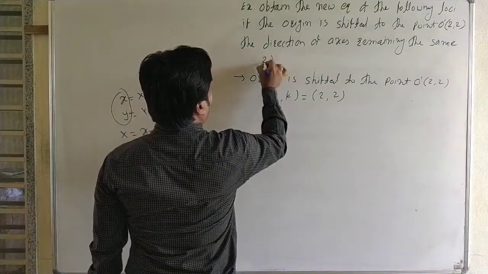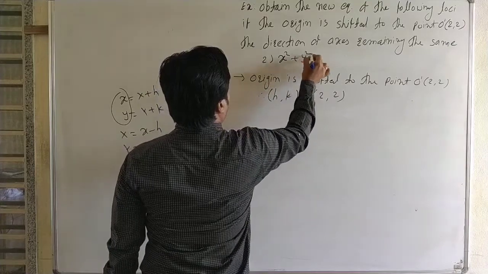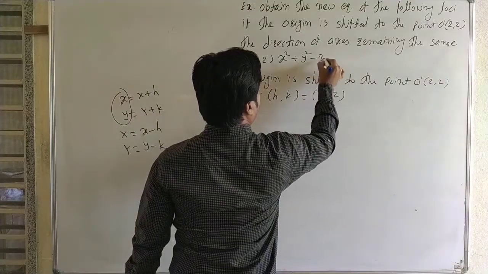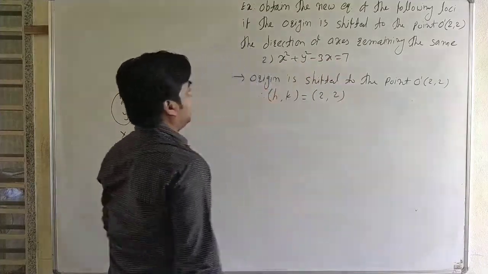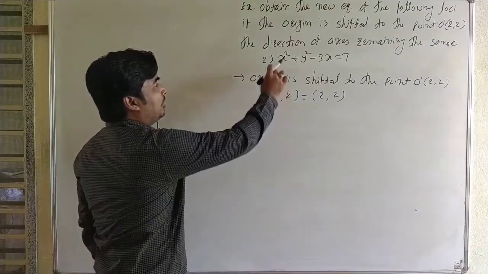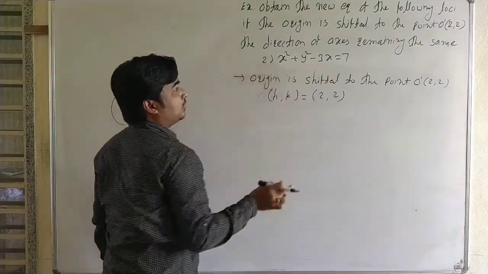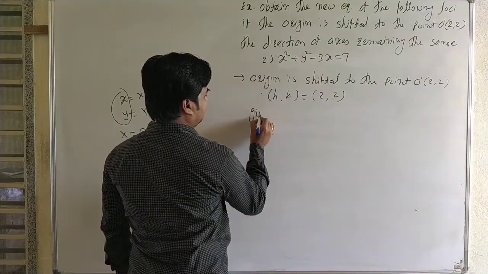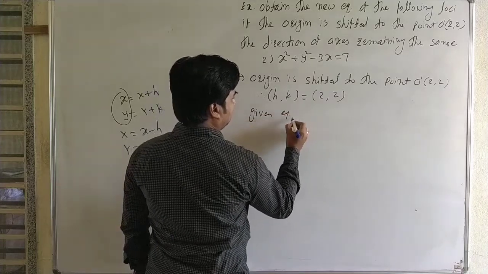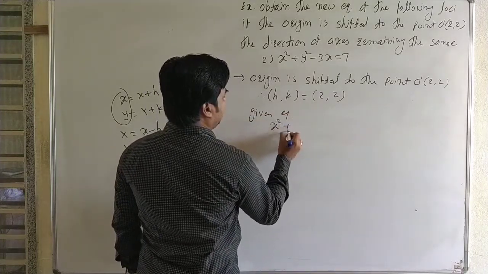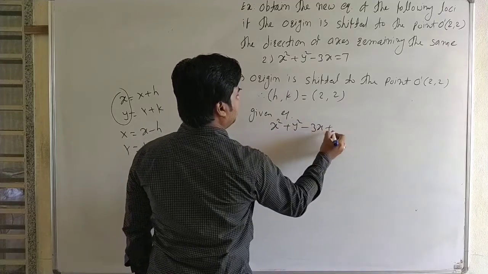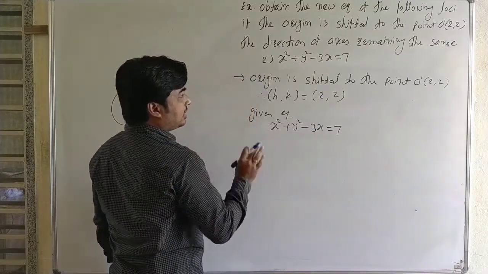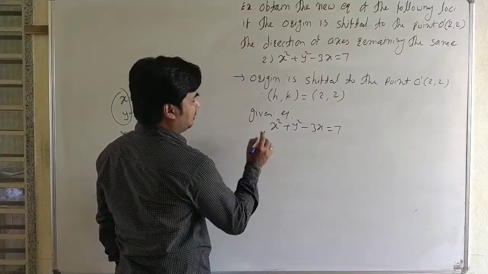x square plus y square minus 3x is equal to 7. Okay, here origin is shifted to this point. The given equation, x square plus y square minus 3x is equal to 7, this equation satisfies the old coordinates, that is x comma y.